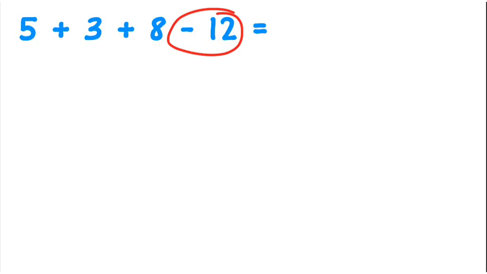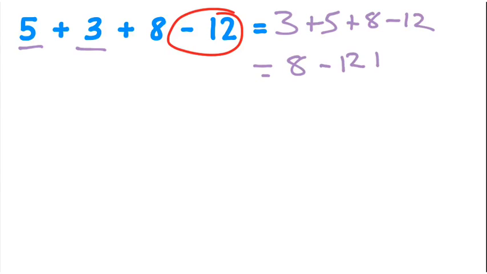So what it means is that if I did 5 plus 3, that would be the same as me doing 3 plus 5. The order in which I add those two numbers is still going to give me 8, whichever way I do it. Okay, so I could write that same expression as 3 plus 5 plus 8 take away 12. I could also write that as 8 minus 12 plus 5 plus 3. So there's lots of variations that I could do for this one because the answer is going to work out to be the same.